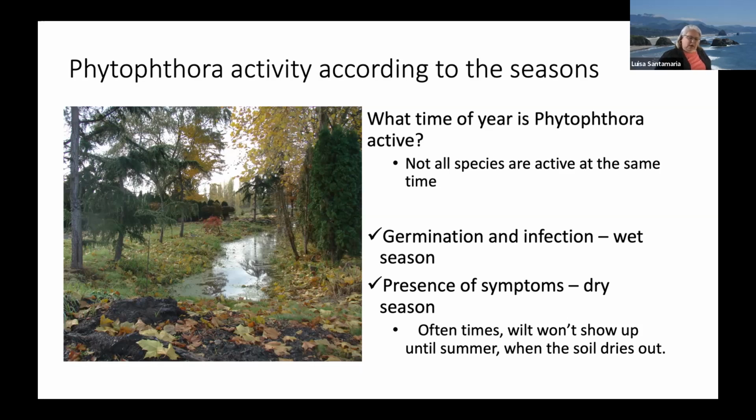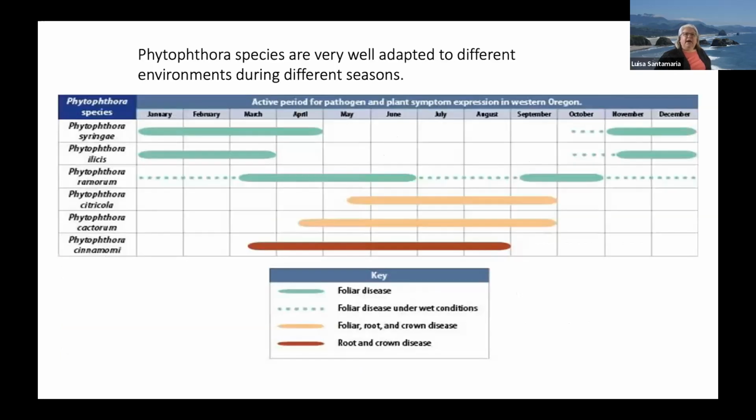So that is what I think, analyzing this data and doing some research. We have this chart here that was published several years ago, from one of the researchers in Oregon studying Phytophthora species, where they isolated some species during some times of the year. Everything in green are species isolated from foliar disease, foliar damage. So these, for example, are not seen or present during the hot or warmer months of the year.